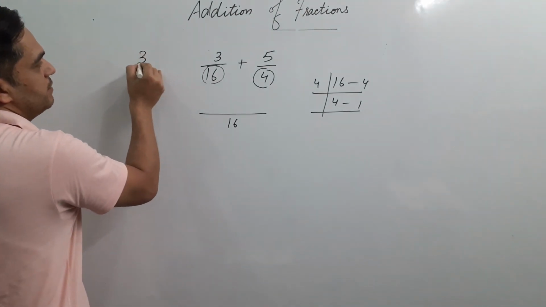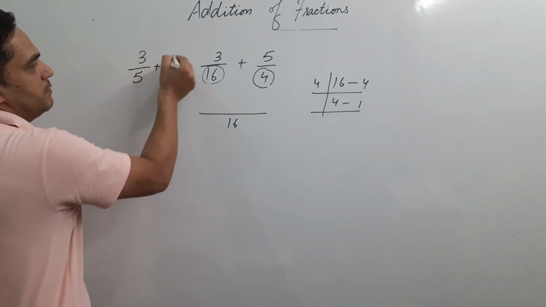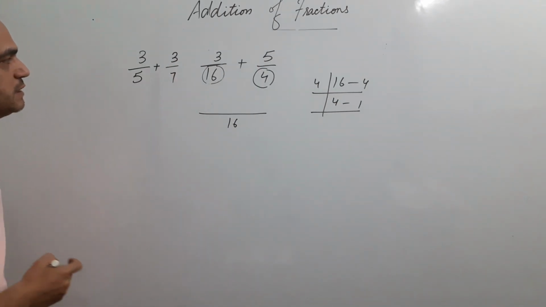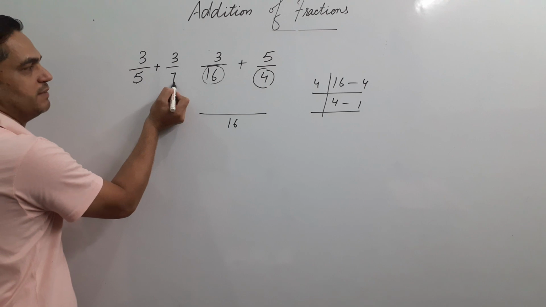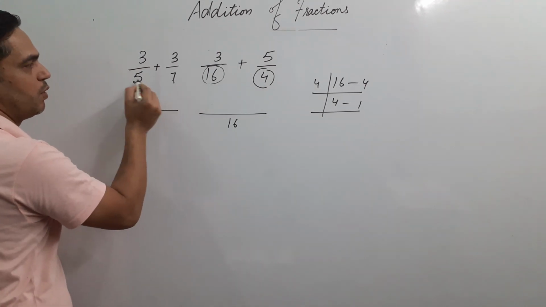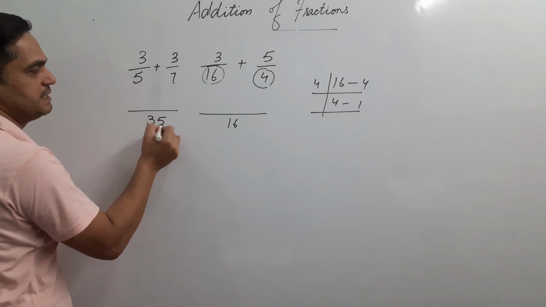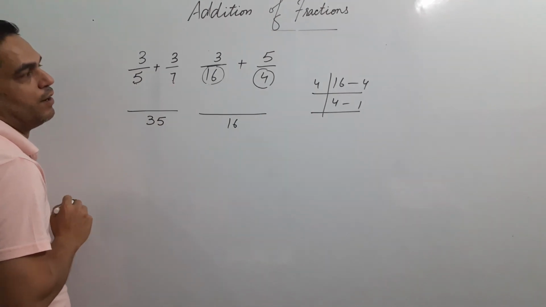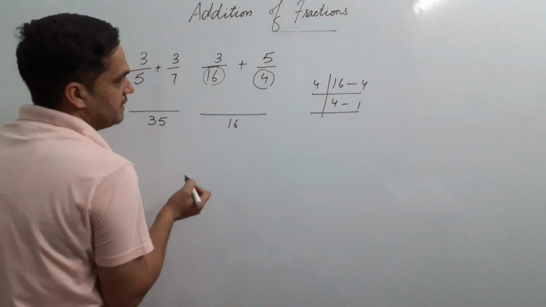If you are having this type of numbers, 5 and 7, 7 is not a multiple of 5, so you can take the product of these two numbers as LCM. 5 into 7, 35. Okay, so now add these.